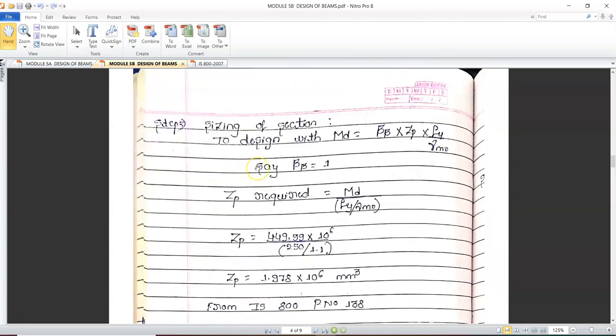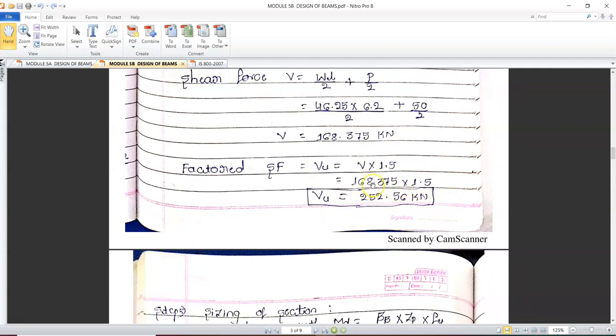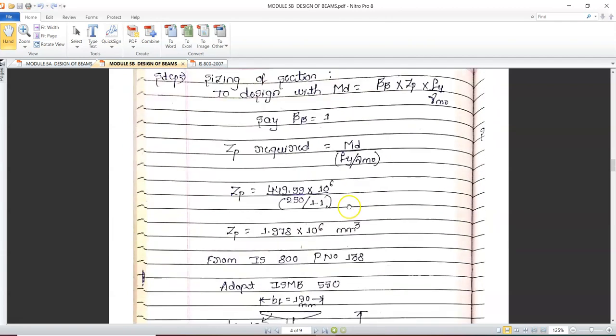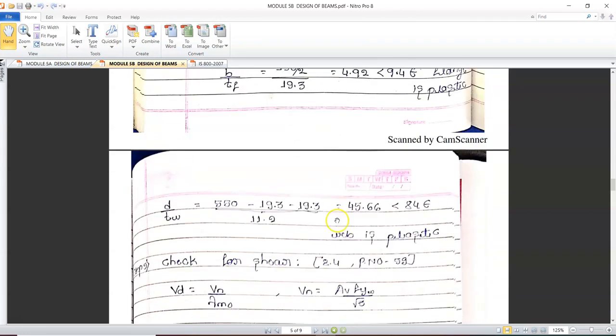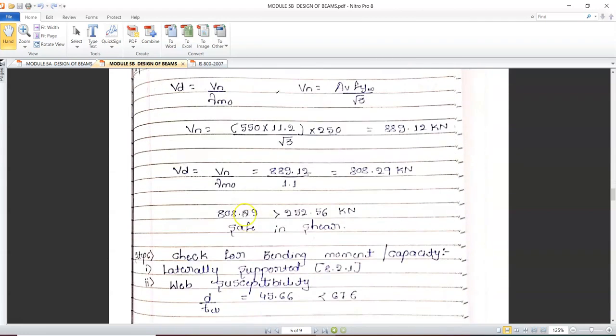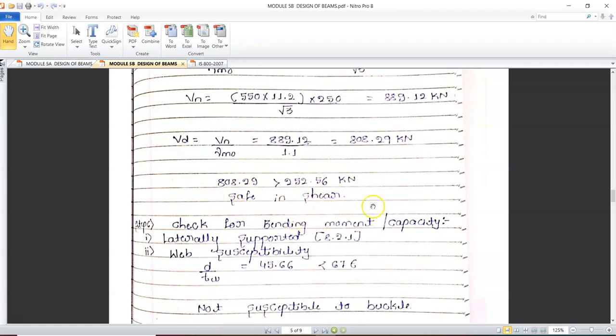Now earlier, if you look, the actual shear force coming at the section is 252.56 kilonewton. But the design shear capacity is 889. Sorry, 808. So 808 is very much greater than 252.56 kilonewton. Therefore, it is safe in shear.